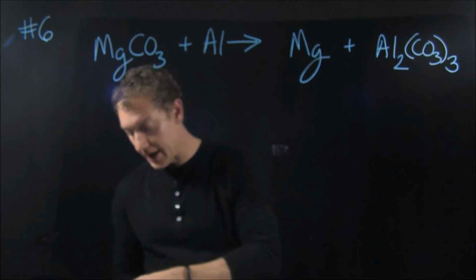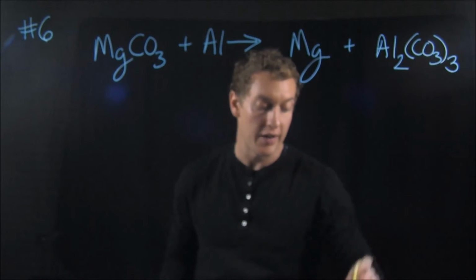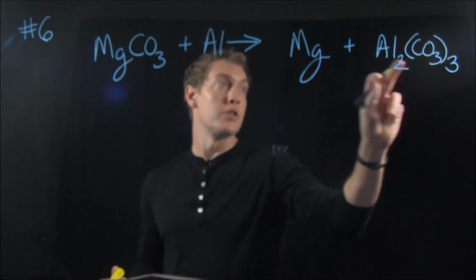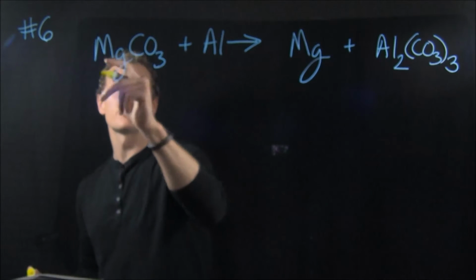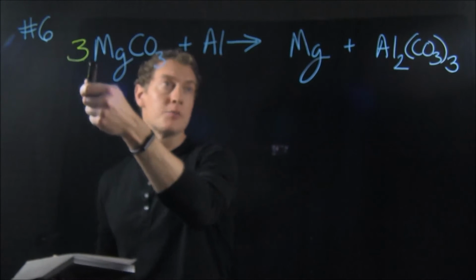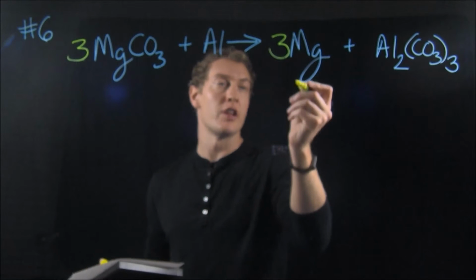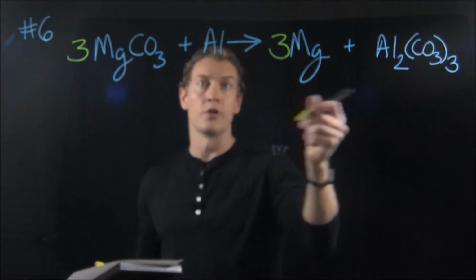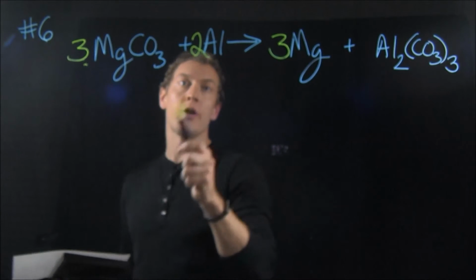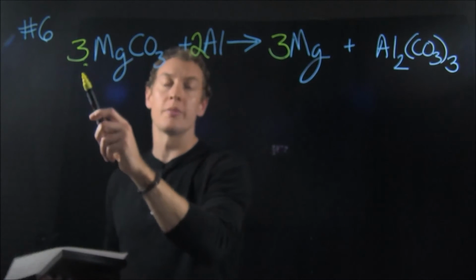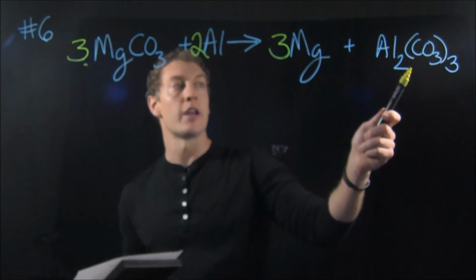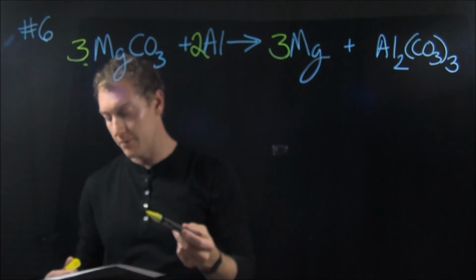And we would want to balance that, because you always have to have a balanced chemical equation. I need 3 of the carbonates, so that's a 3 there. That gives me 3 magnesium, so that goes there. And there are 2 of the aluminum, so that needs a 2 there. So it'd be 3 moles of magnesium carbonate with 2 moles of aluminum to make 3 moles of magnesium and 1 mole of aluminum carbonate.